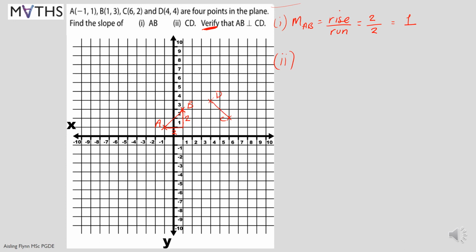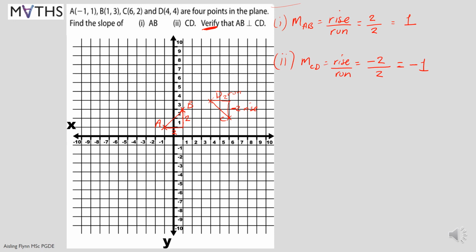Okay, so to find the slope of CD, it's rise over run. I'm working from left to right, so I'll start with D. I'm going to run across to when I'm in line with C, that's 2 boxes across, that's my run. And I have to go down this time to C, that's minus 2, that's my rise. Okay, so rise, minus 2, run was 2. Minus 2 divided by 2 is minus 1, and that's the slope of CD.